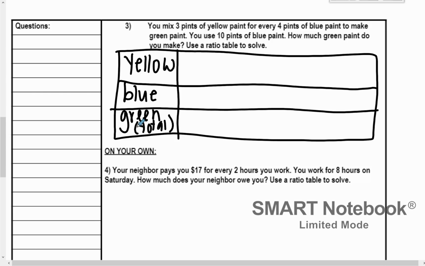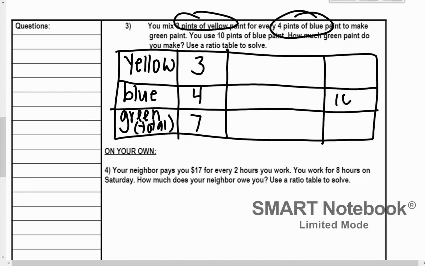All right. So we start off with that first ratio they give us, 3 pints of yellow, 4 pints of blue. How many total pints of paint is that going to be? Well, we're going to add them together. That would give us 7 pints of green paint. Okay, the 3 from the yellow and the 4 from the blue. We want to know for 10 pints of blue paint. Okay, we still don't know this value or this value.